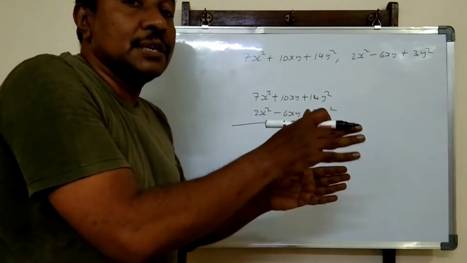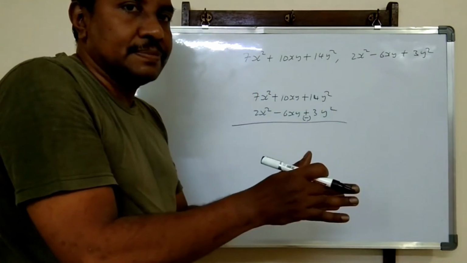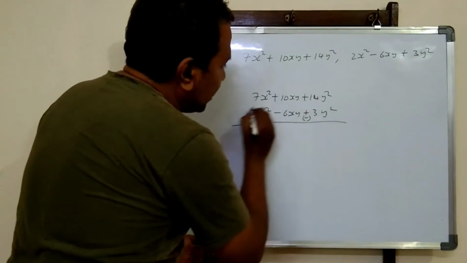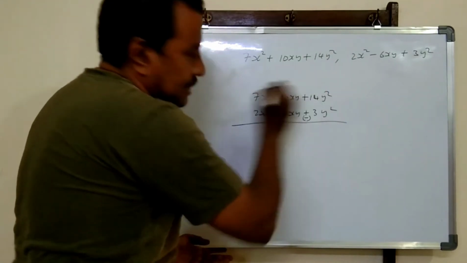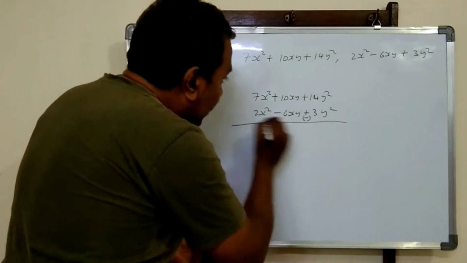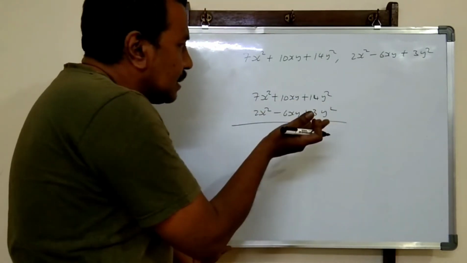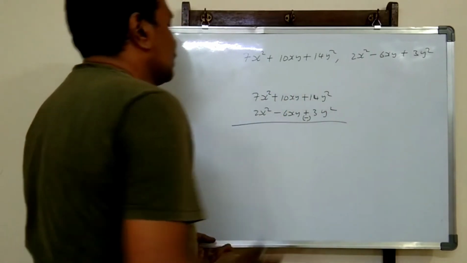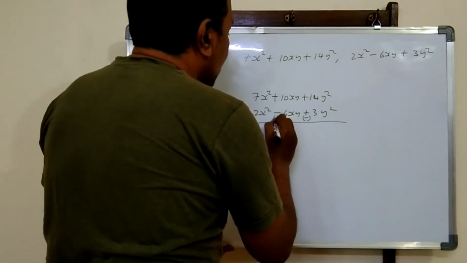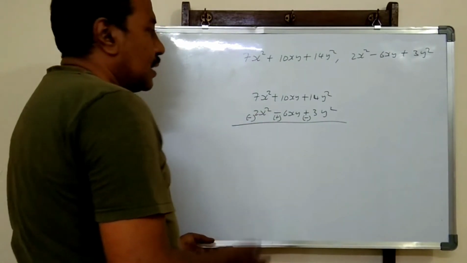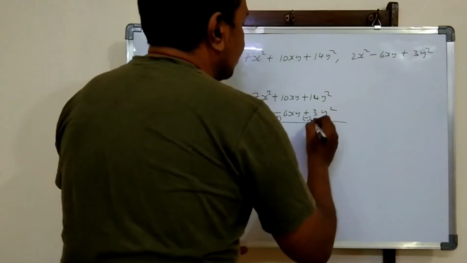That means the expression which we are going to subtract from the given expression. So this is the expression we are subtracting from this. So we have to write the additive inverse of this expression. What is the additive inverse? Just the same terms with opposite sign. So minus becomes plus and plus becomes minus.